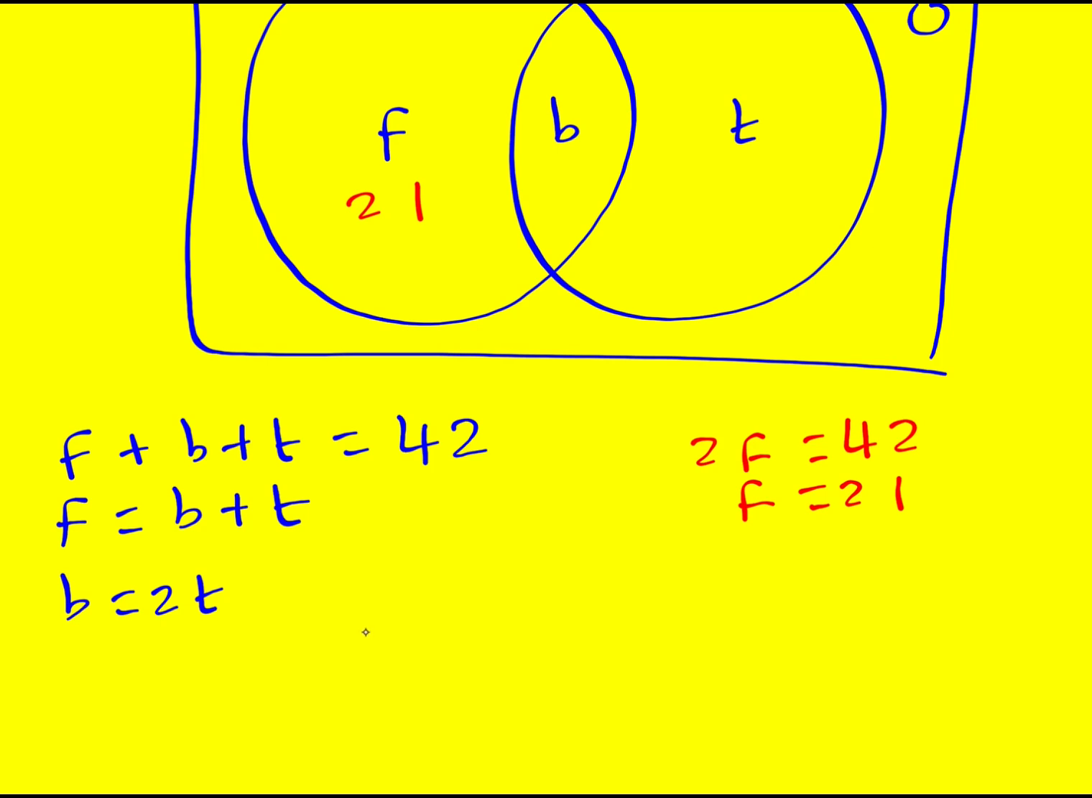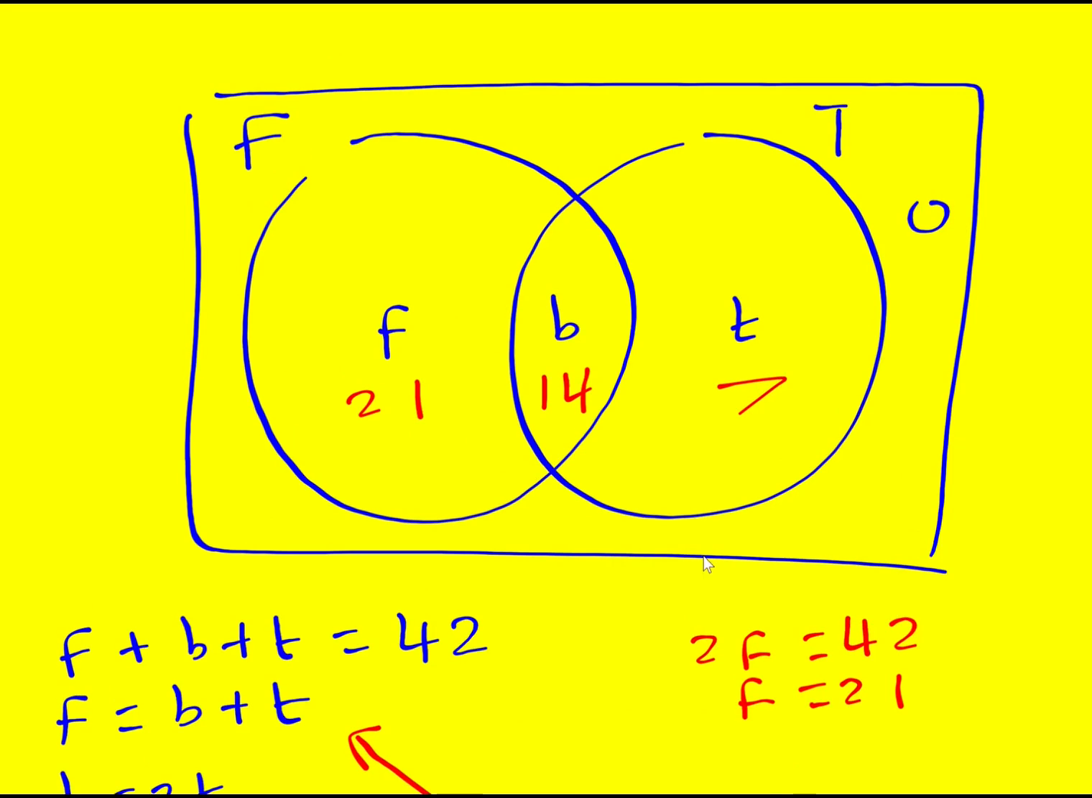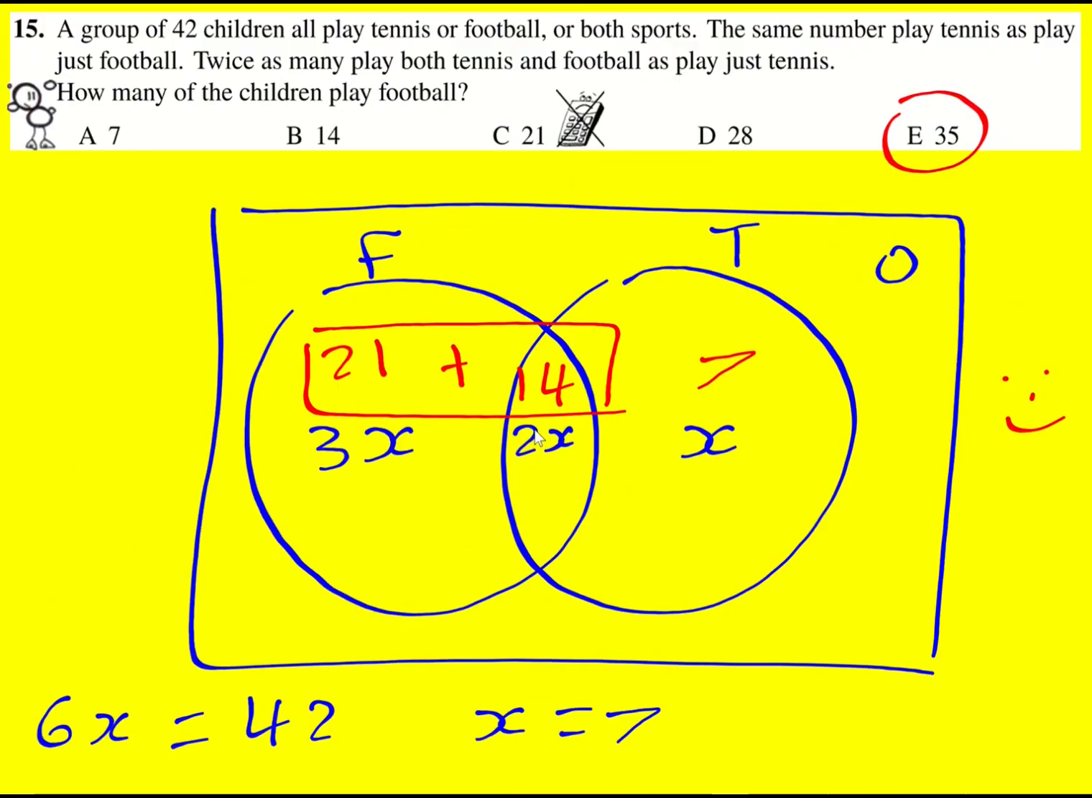And then I can just use this equation and write down that 21 is equal to B plus T. But I also know that B is equal to 2T. So that means 21 is going to equal 3T, and T is going to equal 7. And then finally, I can just double it to get 14 here. Add them up, just like we did before, and we get 35. So two different approaches, both worth seeing, I think. Answer of 35. Nice one.